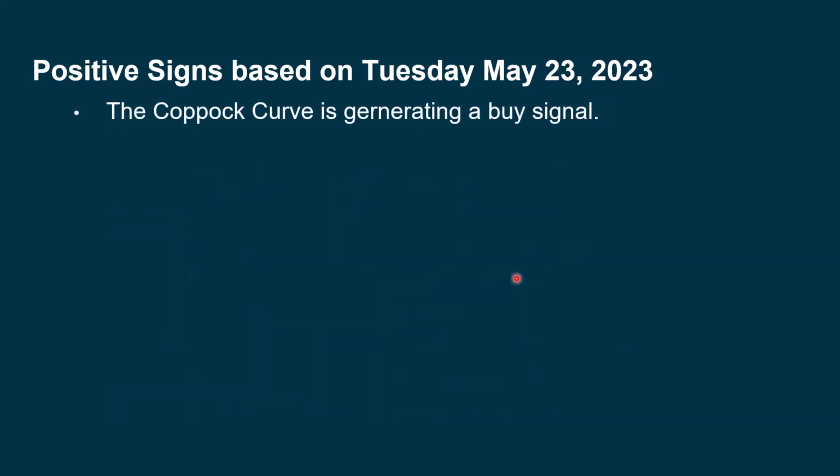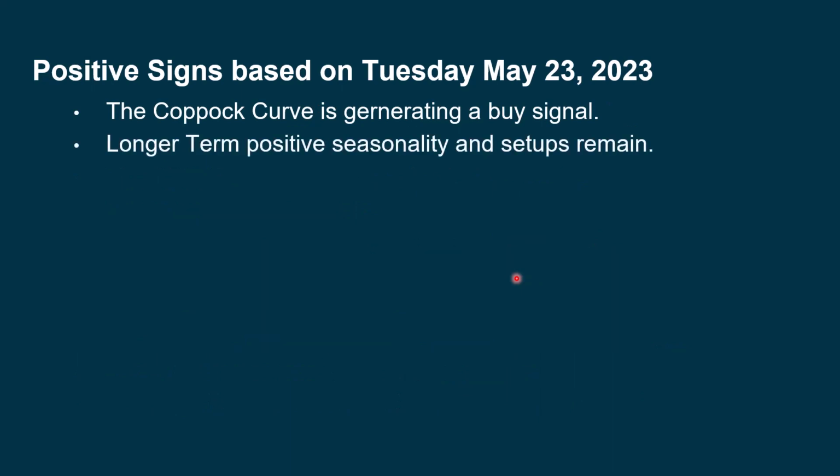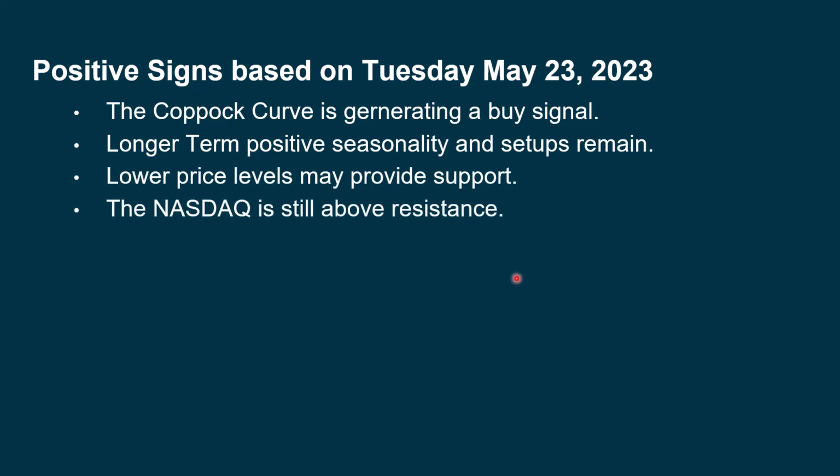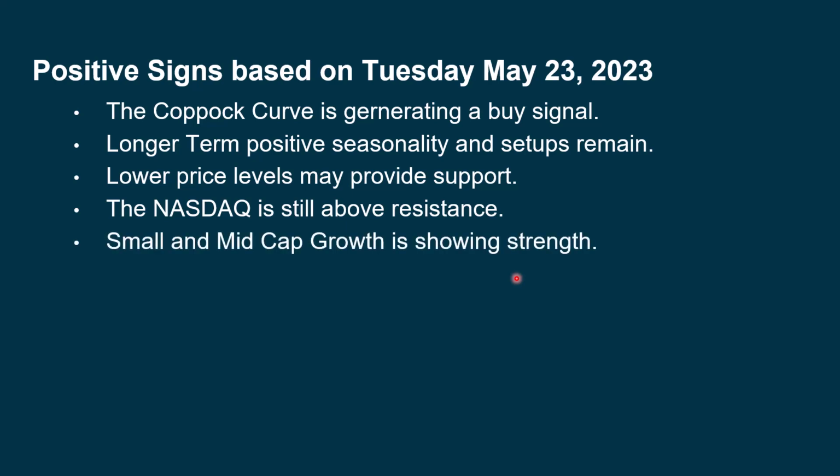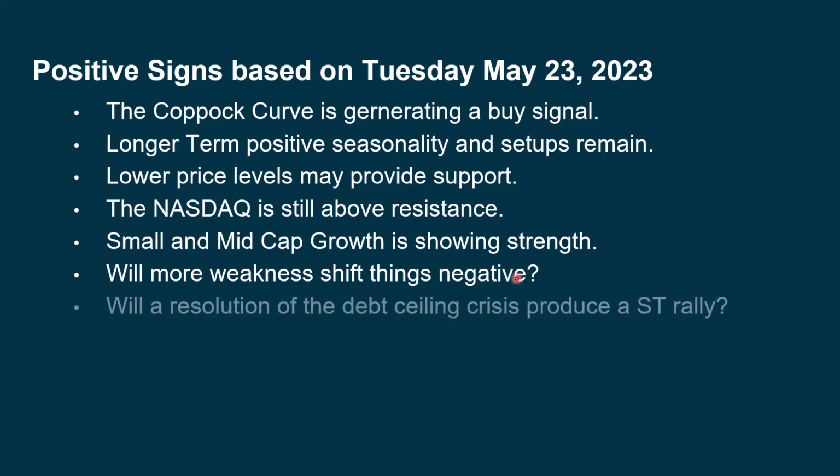Our positive signs, we still have the Copic curve that generated a recent buy signal. Our longer-term seasonality and setups, those apply to the whole year. Lower price levels may provide some kind of support if we continue to fall. The NASDAQ is still above that resistance. It broke out. Now it's just pulling back a bit. Small and mid-cap growth is continuing to show strength. Will more weakness shift things over to negative? That's the question that I'm trying to answer right now. And then will a resolution of the debt ceiling produce some kind of short-term rally?